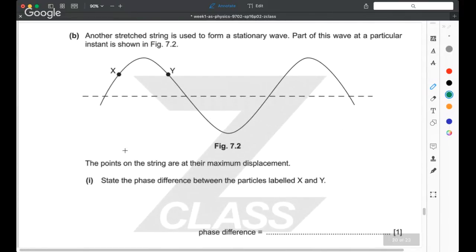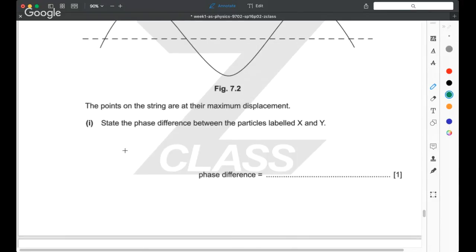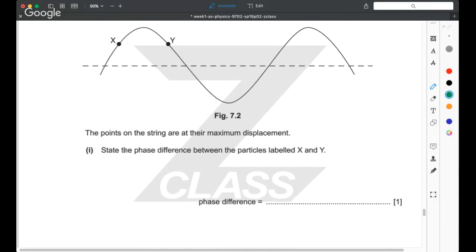Phase difference. There isn't any. It's 0. There is no difference, same point. Yeah, it's 0. There's nothing. The next one, so that's the same question. Yeah, sure.